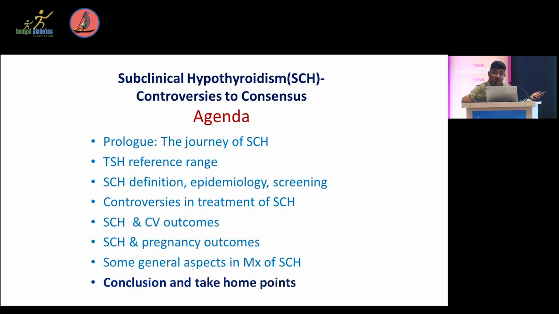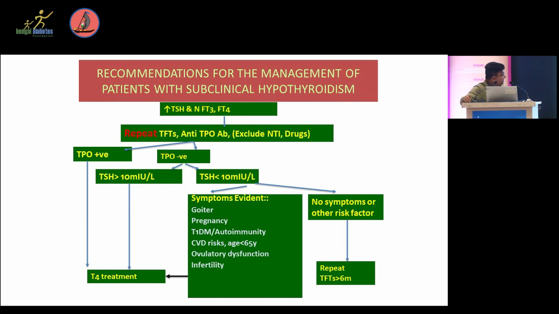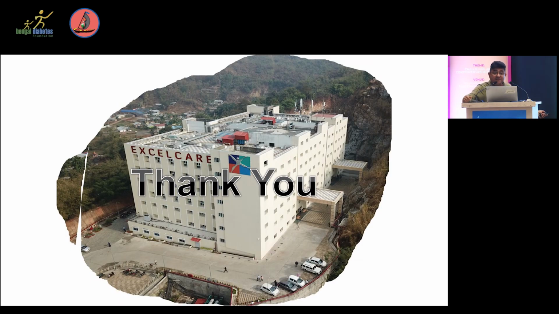If the TSH is more than 10, even without anti-TPO positivity, T4 treatment is mandatory. If TPO is negative and TSH is less than 10 and the patient has no symptoms or other risk factors, then you should repeat it after 6 months. If TSH is less than 10, but the patient has certain symptoms like goiter, pregnancy, other autoimmune diseases, especially type 1 diabetes, celiac disease, and other autoimmune endocrine disorders, or cardiovascular risk, and the patient is less than 65 years, or has ovulatory dysfunction or infertility, of course you should give levothyroxine, keeping the dose low, like 25 to 75, to achieve a personalized TSH target for that patient.